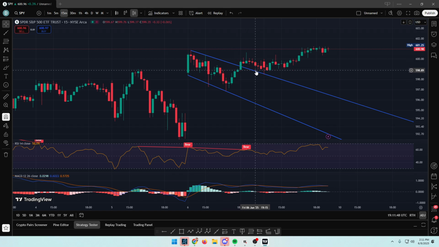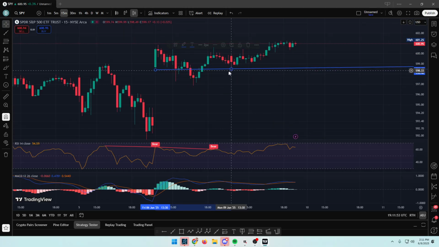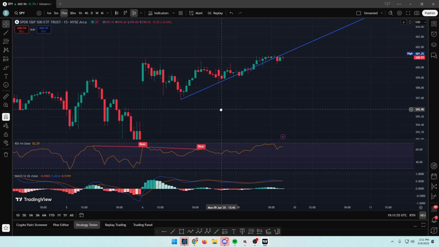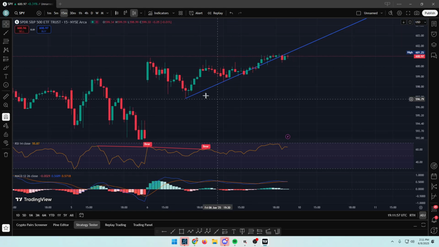Once it breaks... my new investors, you shouldn't even be trading without using this chart. I know people that trade, Chad, and they just buy and sell. They never look at a chart. They're just trading their P&L.